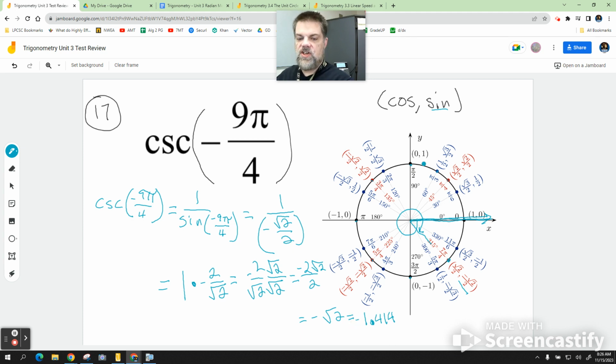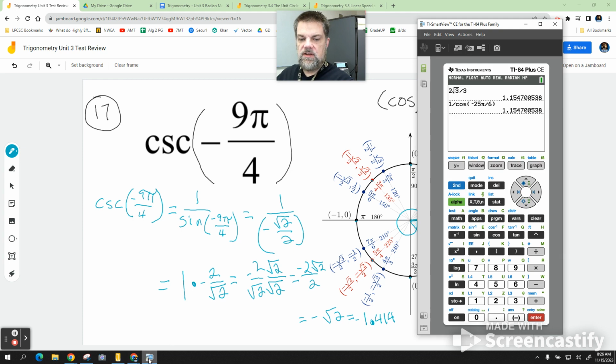So to double check it, I'm just going to plug in 1 divided by sine of, and we are in radian mode, negative 9 times pi divided by 4. Again, do all the math, crank through the math, and then do the calculator, because I might make a mistake when I enter it in the calculator. So you should do both on the test.